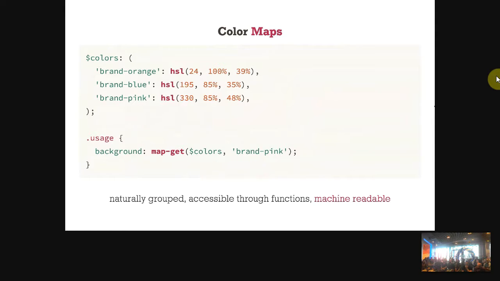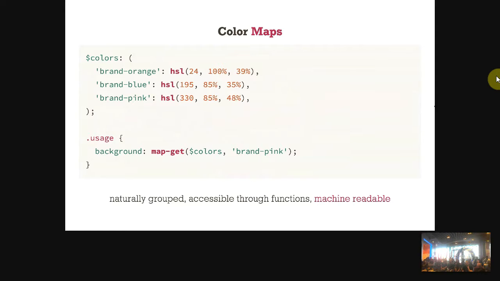There's no way for the computer to know that everything starting with color is a color. So I like this better, color maps that put the abstract patterns together. And again, we can give them names. Maps also give us the advantage of being able to add and remove colors on the fly. You can create key value pairs in a way that you can't create variables. But this just tells the computer that all of these, brand orange, brand blue, and brand pink, are not just separate variables that exist. They are part of the same system. So now both a person and a computer can read that grouping. It's a little bit less pretty in the way that you call it. You have to use map-get with that.